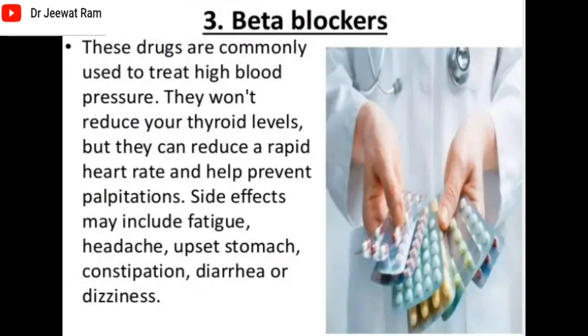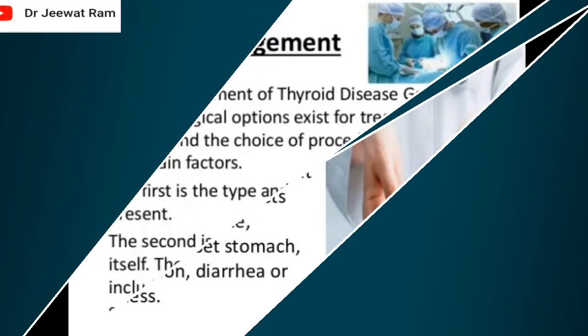Beta blockers. These drugs are commonly used to treat high blood pressure. They won't reduce your thyroid levels, but they can reduce a rapid heart rate and help prevent palpitations. Side effects may include fatigue, headache, upset stomach, constipation, diarrhea, or dizziness.